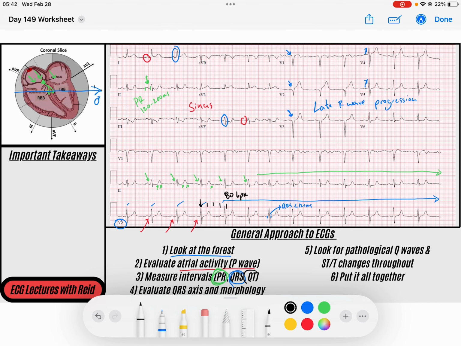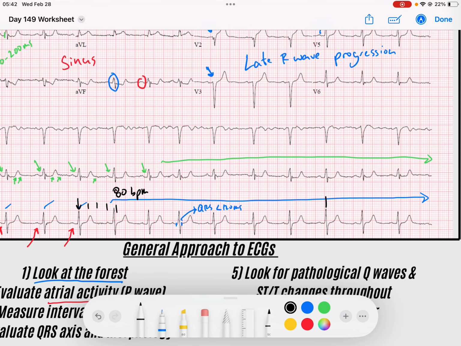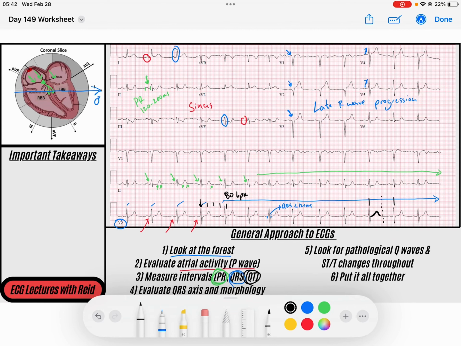And then lastly, my QT interval. Sometimes I like to just eyeball it. I'll take an R to R interval, find the midway point between the two, and make sure that my T wave is done and terminated by that point. And that should be a pretty solid QT interval, right?